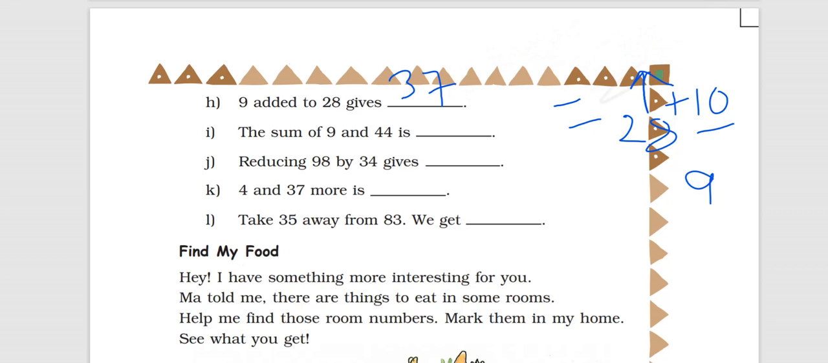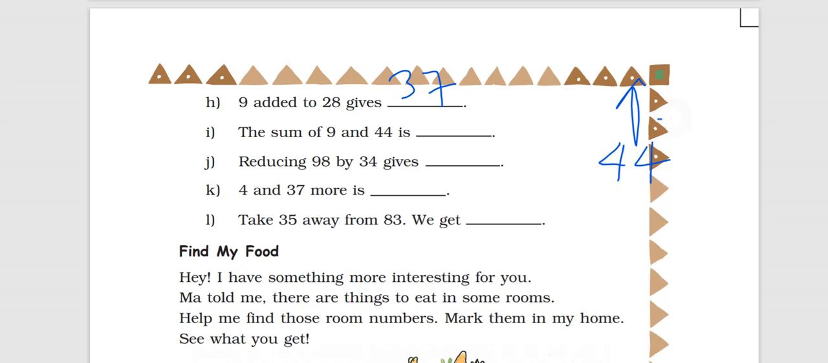The next one is sum of 9 and 44. This is similar to what we did earlier. You are on 44. So like I said, let's do it easily. Let's add 10. So you go up one step, which is 54. Now, like we did last time, let's give back 1. Go one step to your left, that is minus 1. So you come to 53.